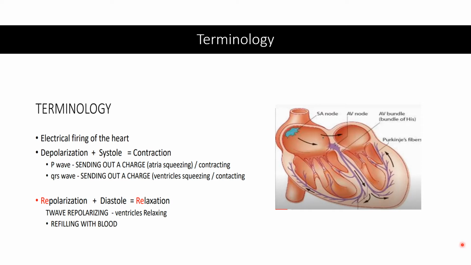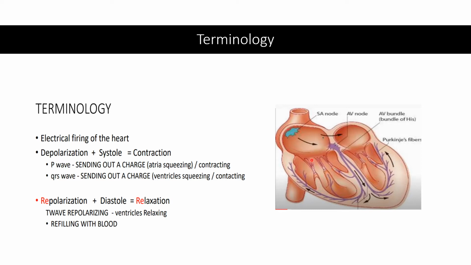Your P wave, right here in your atrium, sends out a charge, and then your atria squeezes, or your atria contracts. When you look at your atrium versus your ventricles, it's your right ventricle and your left ventricle. Look at the size difference. Look how big and huge these ventricles are compared to your atriums. Your atrium is going to deflect a P on your EKG strip.